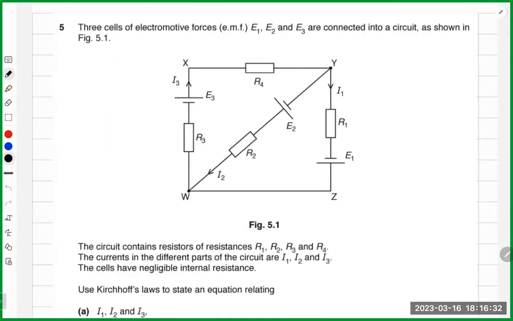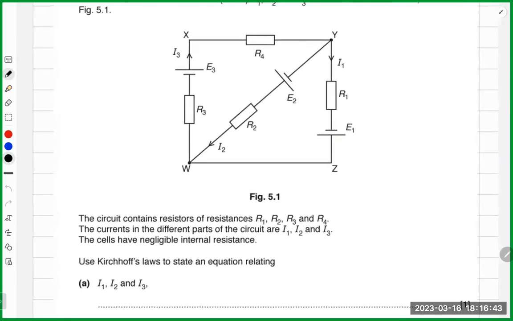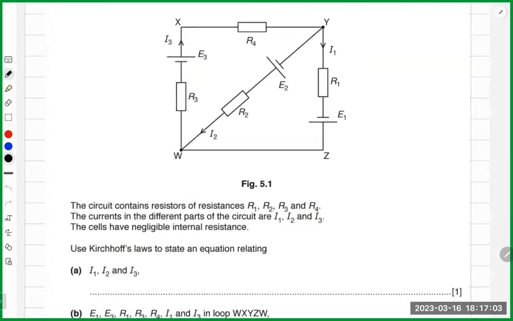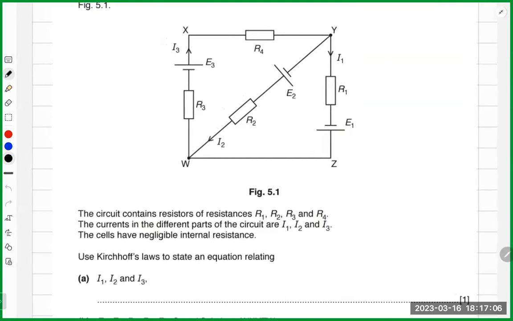Three cells of electromotive forces E1, E2, E3 are connected into a circuit, and we have this circuit over here. The circuit contains resistors R1, R2, R3, R4, and luckily there are no internal resistances in this case. Now, use Kirchhoff law to state an equation relating I1, I2, I3. Look for any junction where you can see these three currents getting together or getting separated.